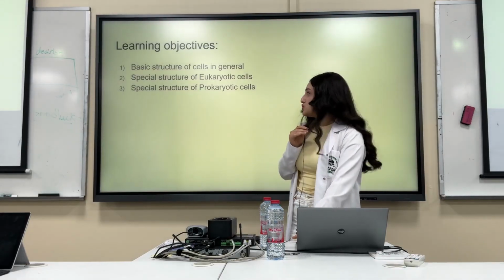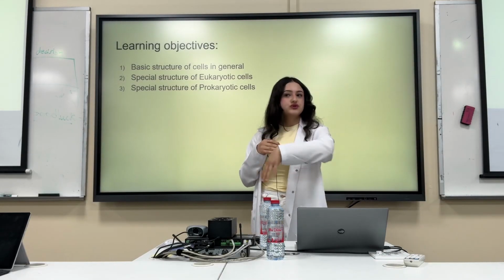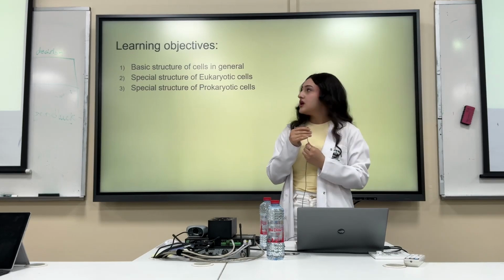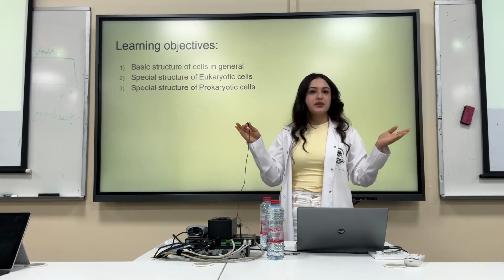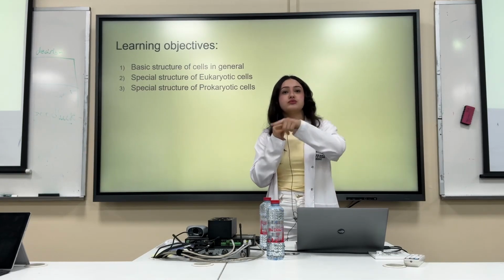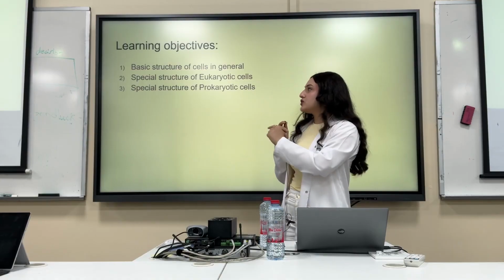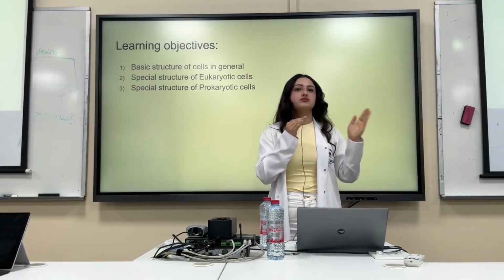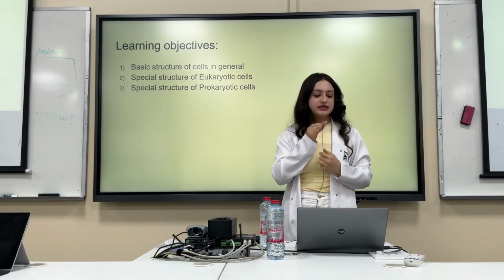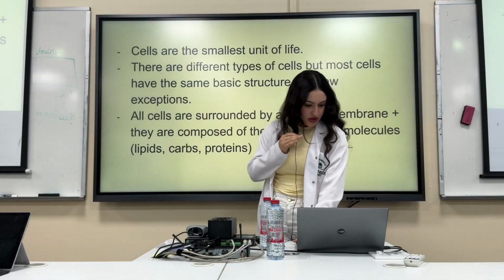Before we start, I want to take you through the learning objectives so you know what's going on through our lesson. First of all, we're going to go through the basic structures of both eukaryotes and prokaryotes, and then we're going to go specifically through eukaryotes and prokaryotes with the distinguishing characteristics between both of them.